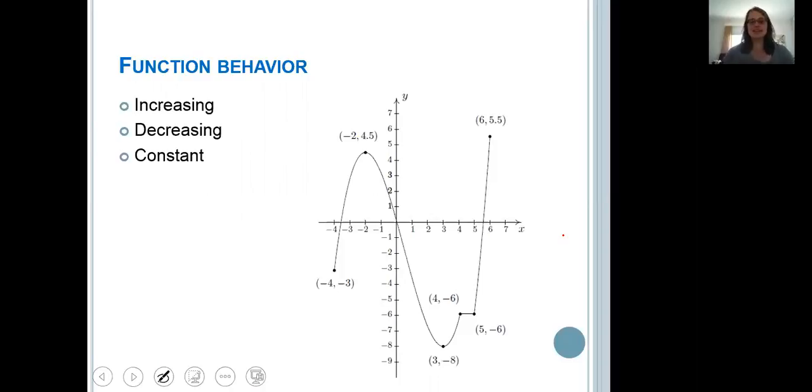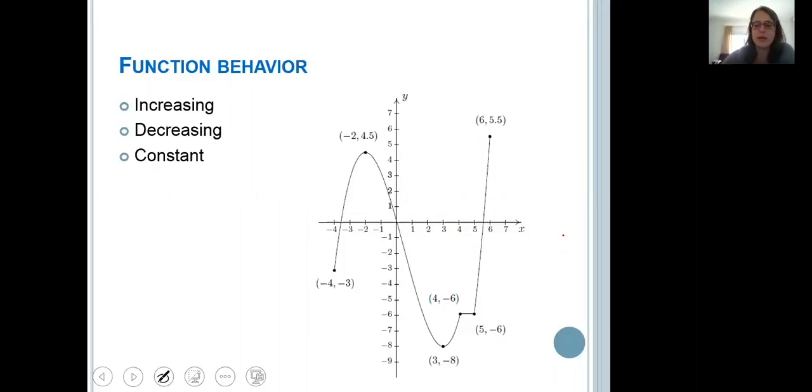We're almost done. I know this video is getting a little long. Hang in there with me. I want to talk about function behavior, and what I want to talk about is increasing versus decreasing versus constant. So this is pretty intuitive, guys.